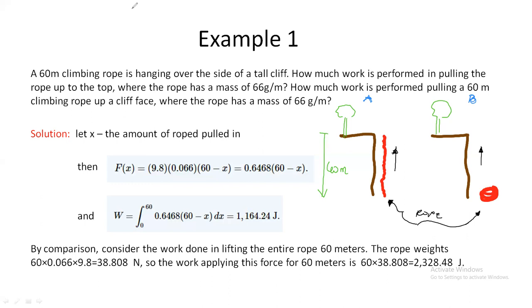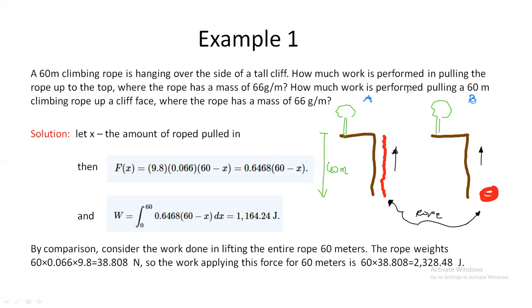Okay? Because in situation A, part of the rope is not subject to gravity anymore after pulling. Okay. Very good, Eugenie. So this is it. Look at the question. When you are asked a question, especially in worded problems, you have to be very observant in the manner it's being asked. Take note of the first question. How much work is performed in pulling the rope up to the top where the rope has a mass of 66 grams per meter? Letter B.